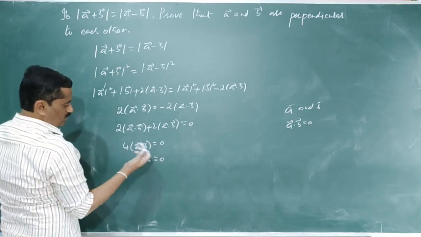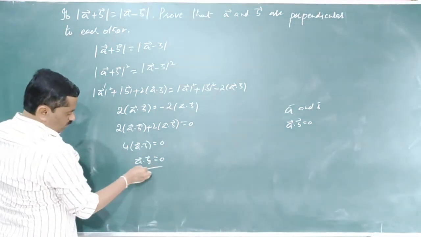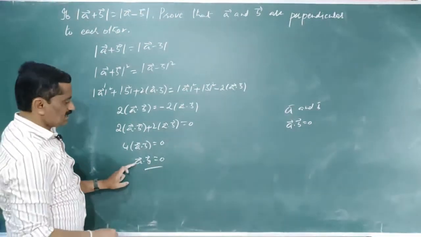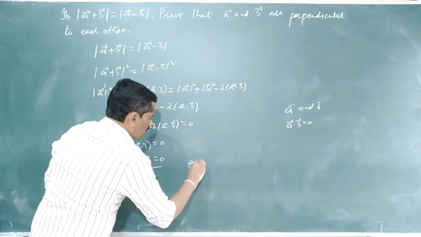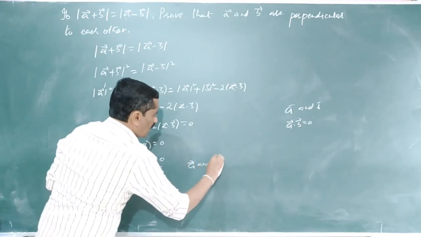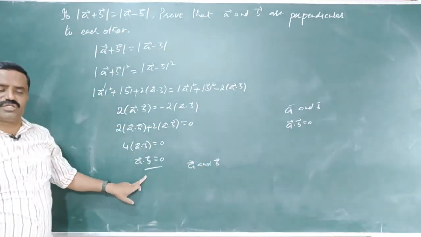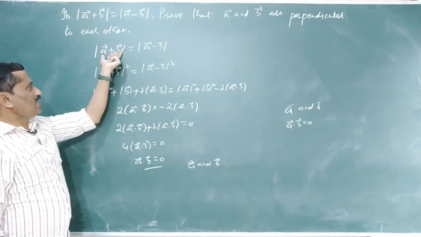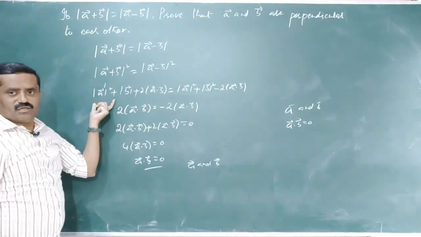That is, 0 by 4 is 0. So now a bar dot b bar is equal to 0. It indicates that a bar and b bar are perpendicular to each other, right? Just squaring on both sides and using the formulas.